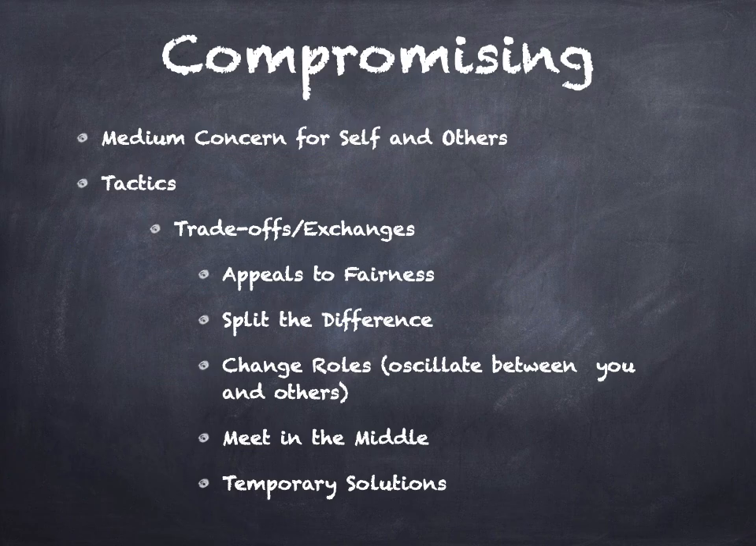The fourth style is compromising. Again, think of this as the one that we will often pursue because it's quick and easy. It says, let's find a mutual solution or another option. But it wants to do so quickly without really concerning itself with the relationship. It's not as deep or intense as integrating or collaborating. Medium concern for self and others. Think about that model image that I showed a few slides ago.